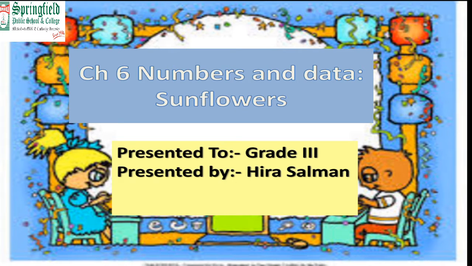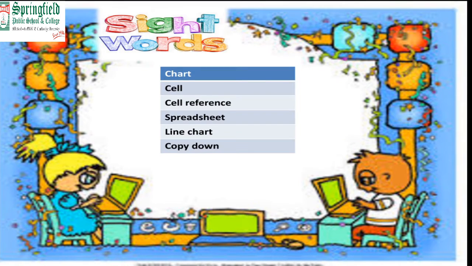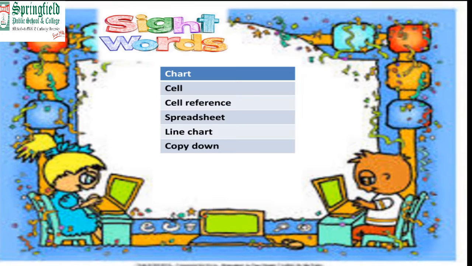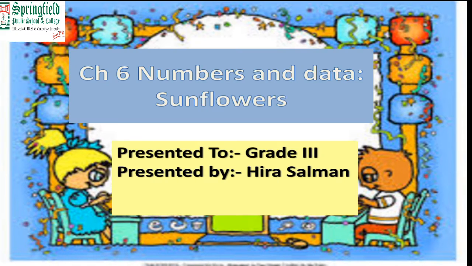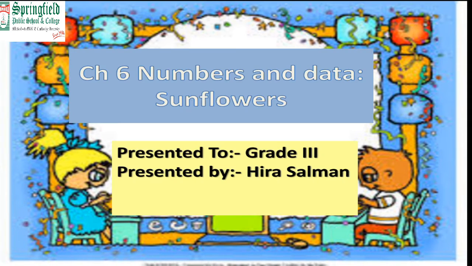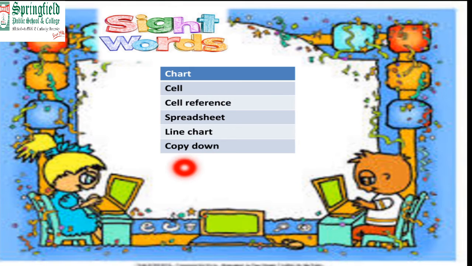Okay, grade 3. Before covering this chapter, I will just explain to you that this chapter is basically about the Excel sheet, the spreadsheet. Microsoft Excel is an organization which provides software internationally, and this software is called application software. Basically there are two types of software: application software and system software.